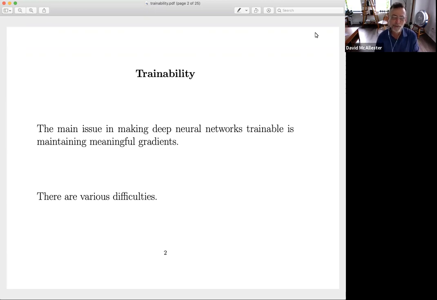The main issue in training deep networks is maintaining meaningful gradients. So remember that the main tool used in training networks is stochastic gradient descent. And when you're doing stochastic gradient descent, you're updating the parameters based on the gradient of the loss function with respect to the parameters. The problem is that when you do backpropagation through a network, the gradients can fail to be meaningful. And there's two problems, often called vanishing gradients and exploding gradients. So we're going to talk about what they are and what's been done to make these things more tractable, less of a problem.